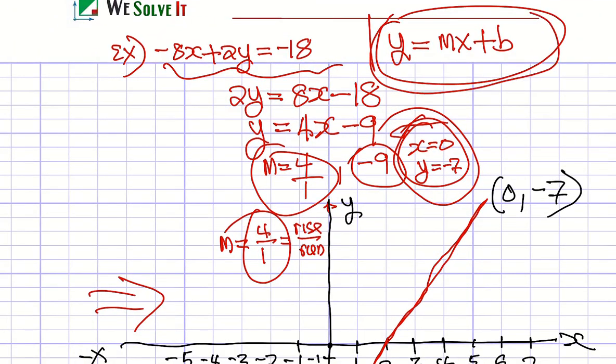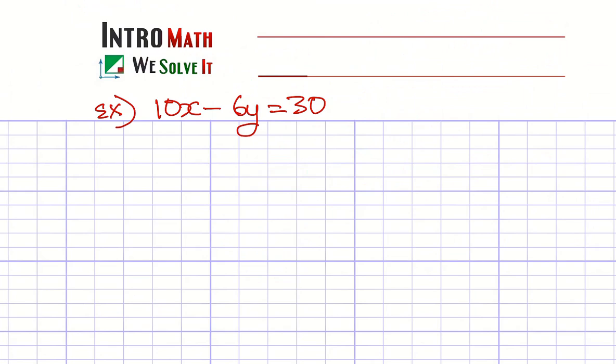We want to use this form of the equation, and from there we'll get the y-intercept, and then we'll get the slope, and we'll use those 2 pieces of information to draw the graph. That's what we just did. So always remember that, okay? Okay, here is another example.